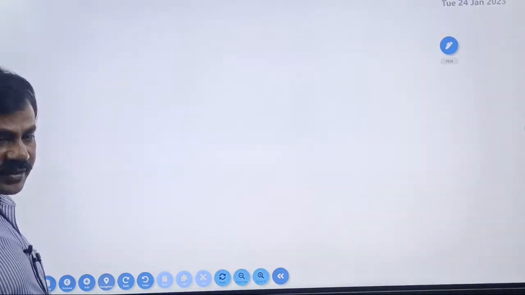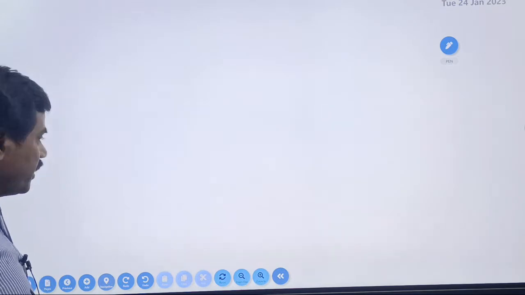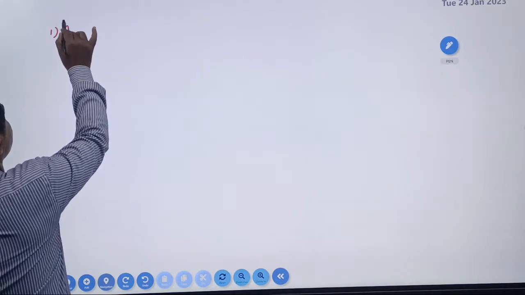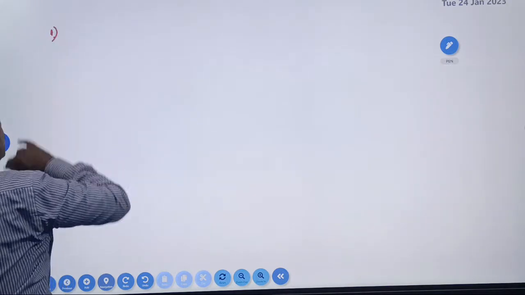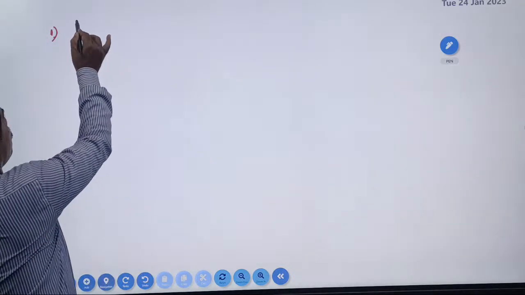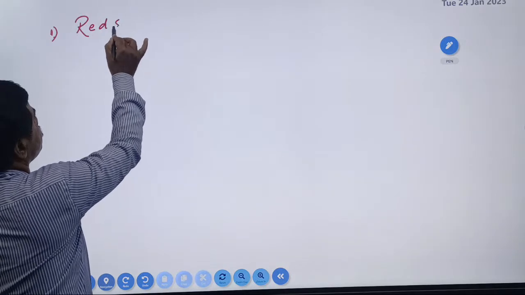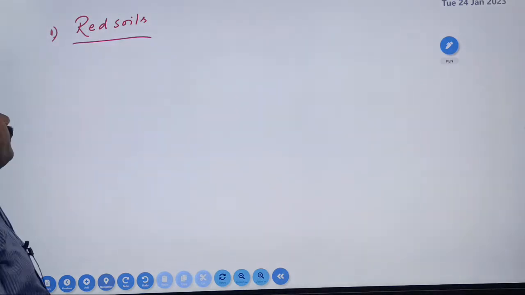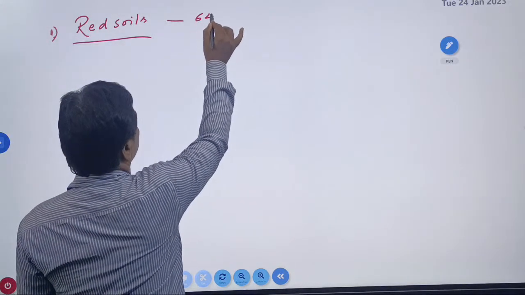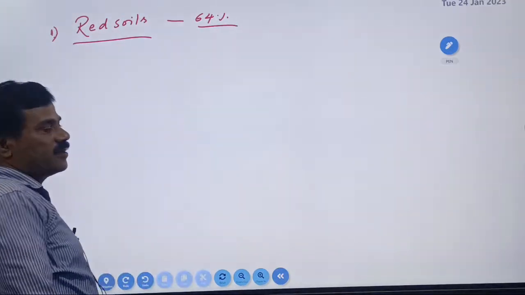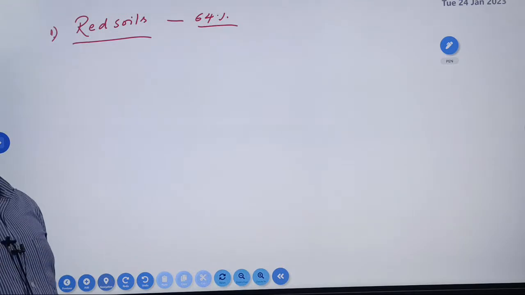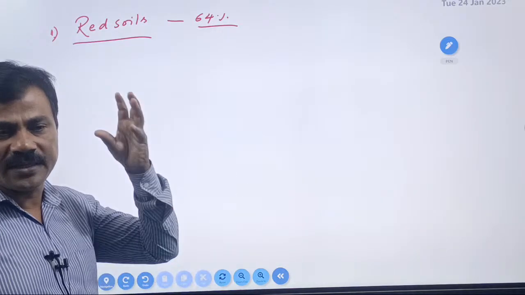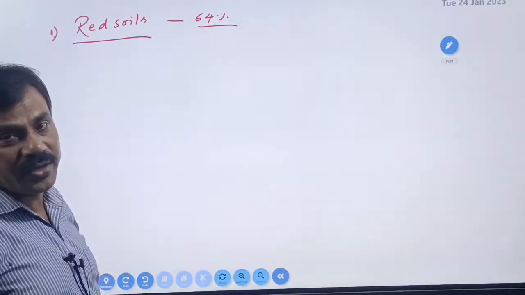Now we will discuss each group of the soils. The first one, which is major, is the red soil, which looks like a red color and occupies 64% of the total surface of Telangana. In Telangana, the soil with the highest percentage is red soil.